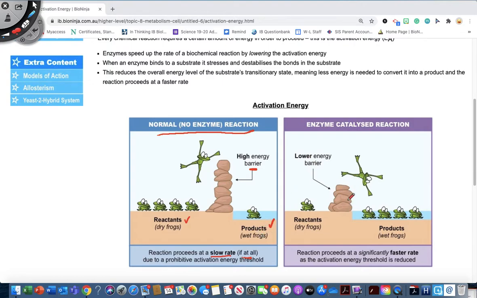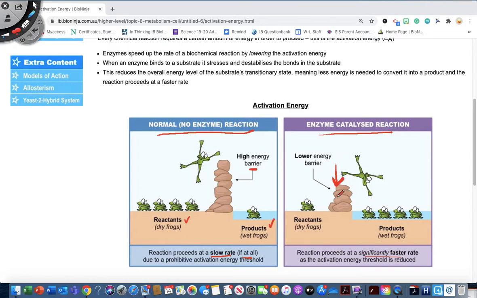But if you have an enzyme catalyzed reaction, that enzyme is going to lower the activation energy, so that barrier for these frogs, which are reactants, to jump over is lower. So the reaction is going to proceed at a significantly faster rate.